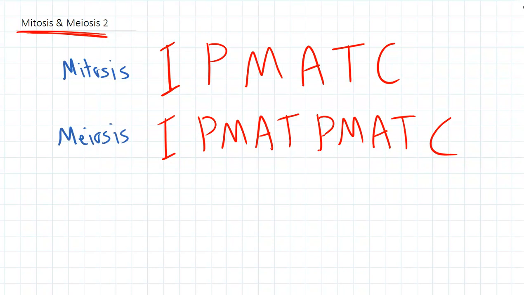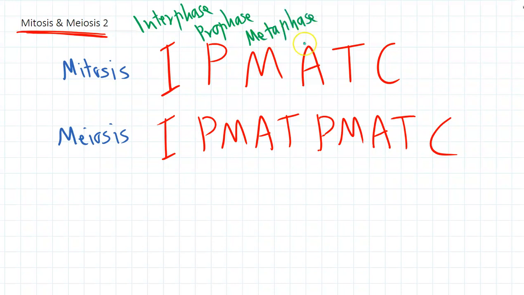And the names of all these steps are: interphase is I, P is prophase, M is metaphase, A is anaphase, T is telophase, and C is cytokinesis.